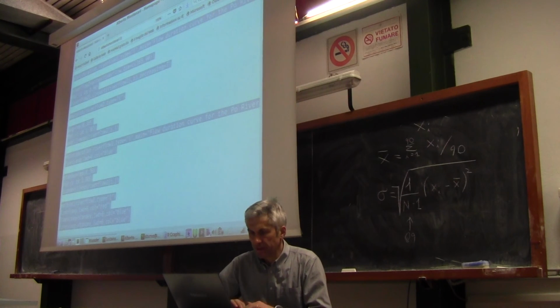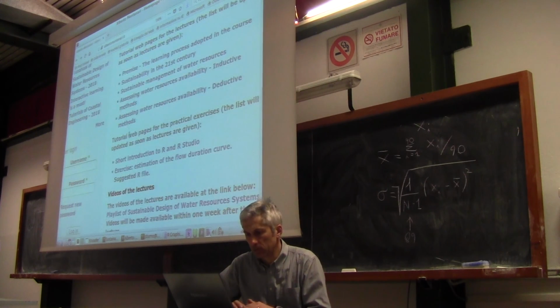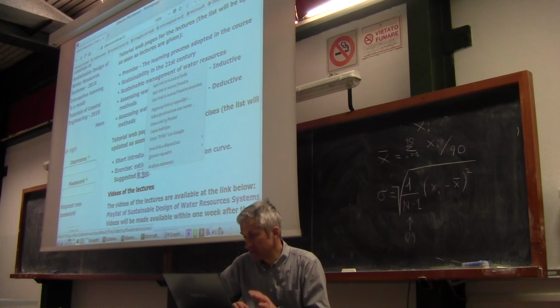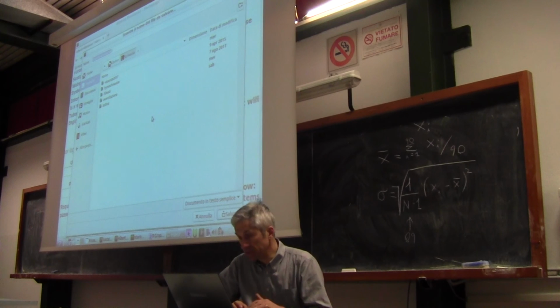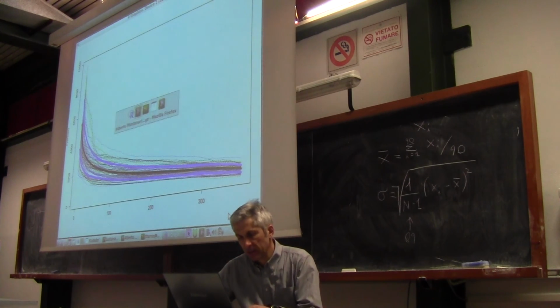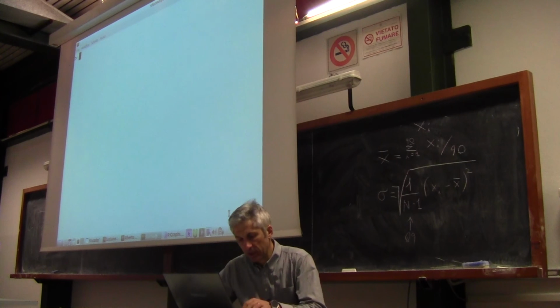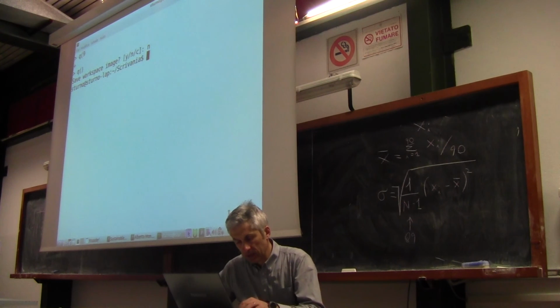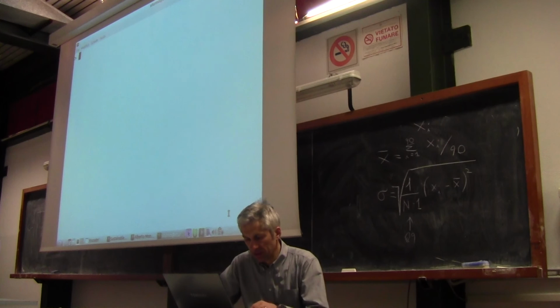If I save this file, I go back to my website, I click with the right button, I think it also works in Windows, and we can save the file, downloading it, basically. I put it on my desktop, and it's called flowdurationcurve.r. Okay, that's fine. Let me go back to R, and again, I quit without saving. I restart it, so I have nothing here.